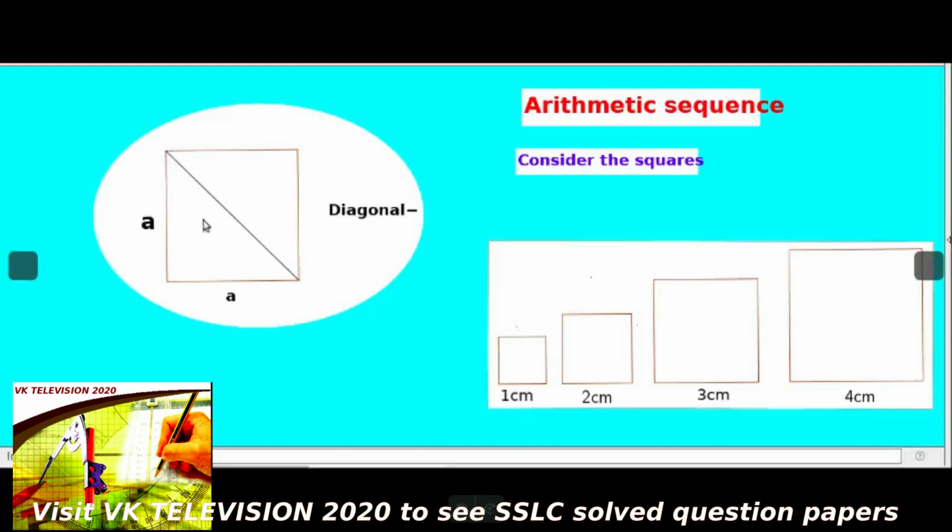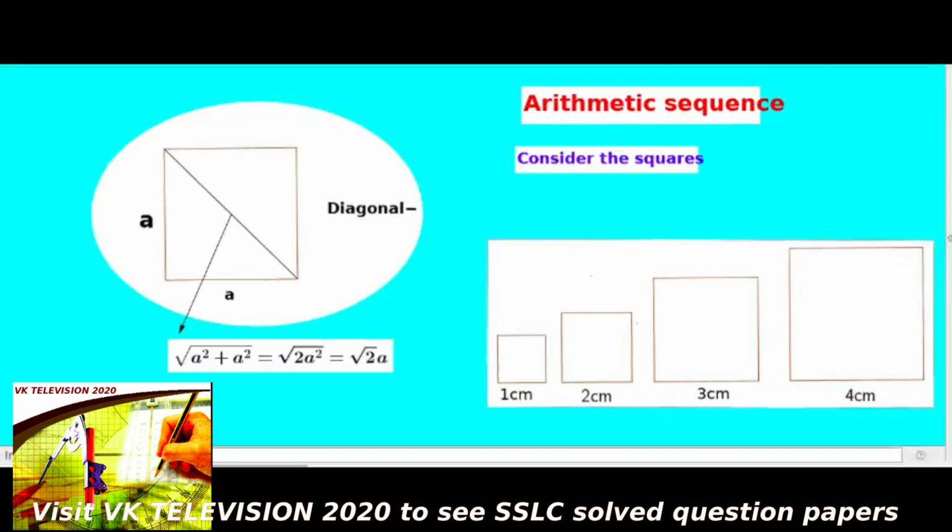We draw a diagonal and we take the side length is equal to A. Now this is a right triangle. So this is the hypotenuse. Hypotenuse is equal to root of A square plus A square, is equal to root of 2A square, is equal to root 2 into A.